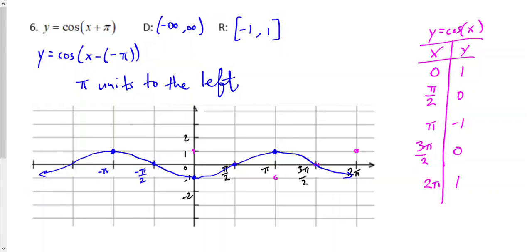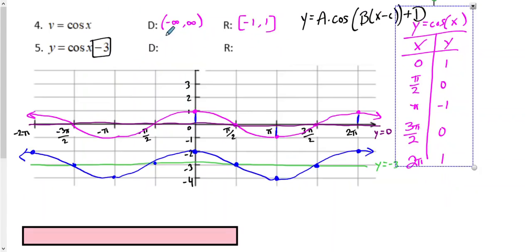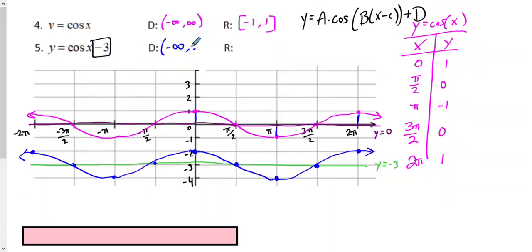And I've forgotten to do the range on the other one again, so let's throw that in real quick. We had negative infinity to infinity. Our new range as we moved down 3, well, we have a minimum of negative 4 and a maximum of negative 2, so that range goes from negative 4 to negative 2.